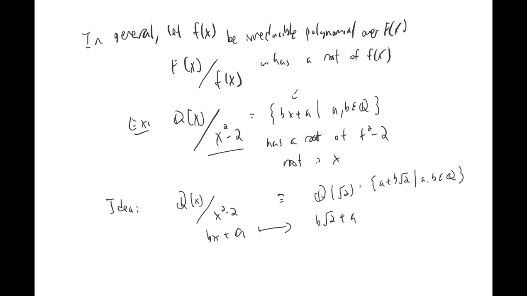And it's well defined because root 2 squared minus 2 is 0. So these two are isomorphic. So by quotienting, we are sort of adjoining a root of the polynomial. But that's for later. He didn't really go over simple extensions yet.